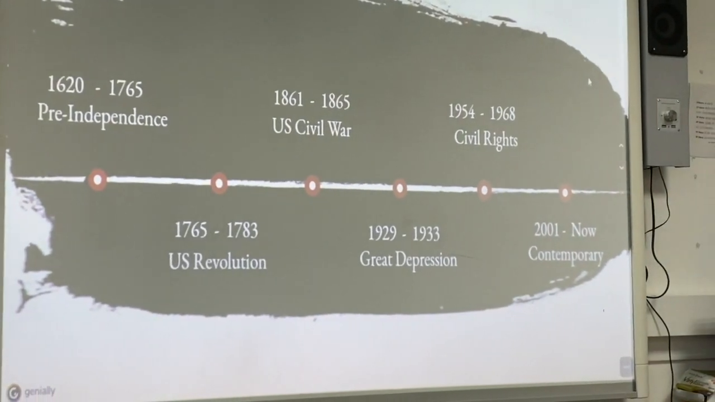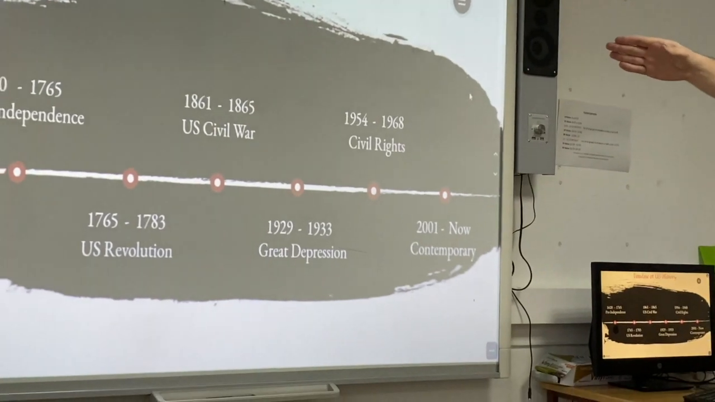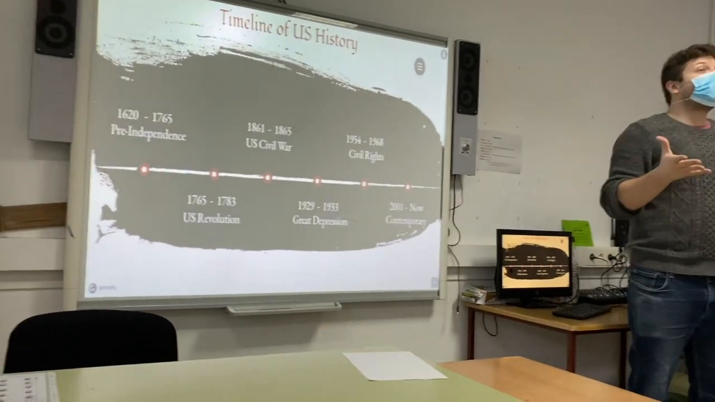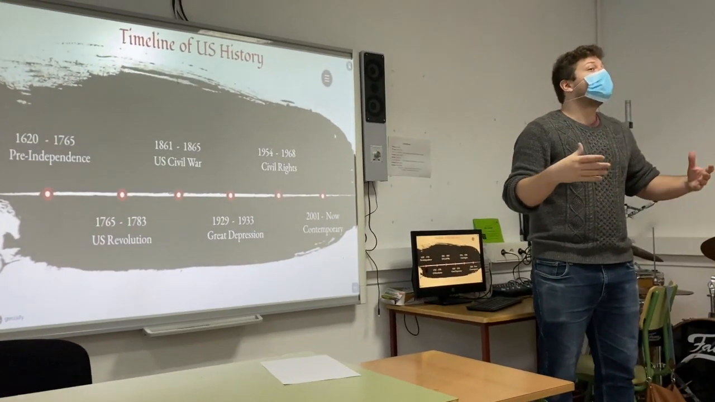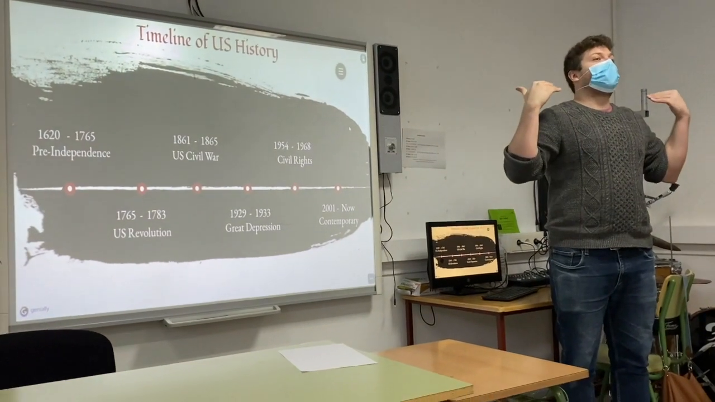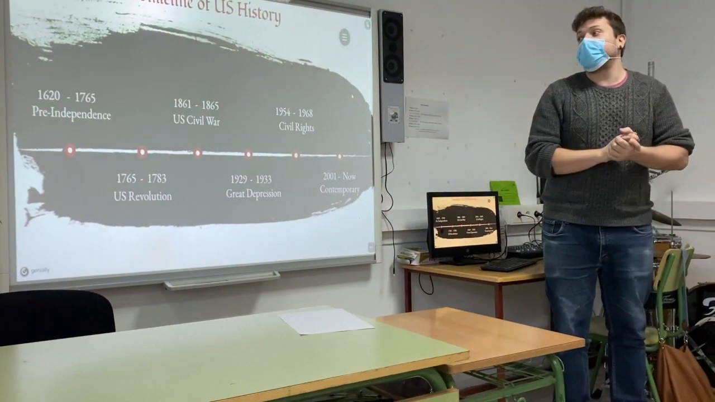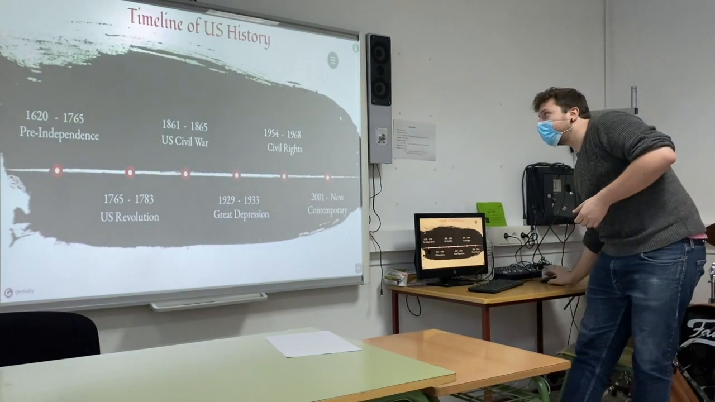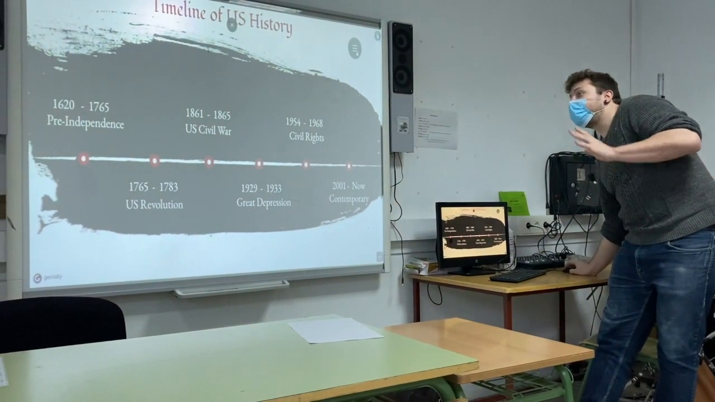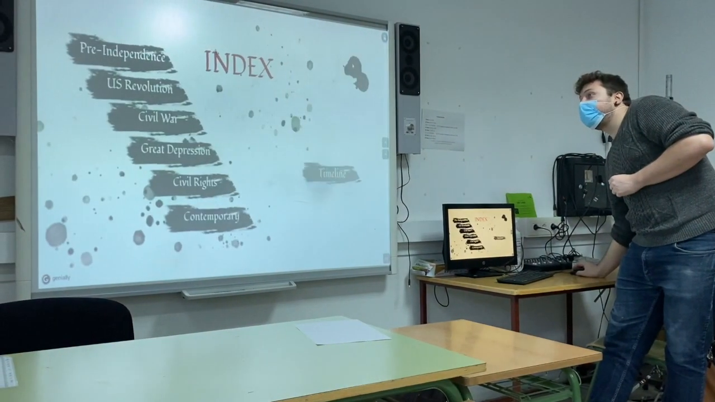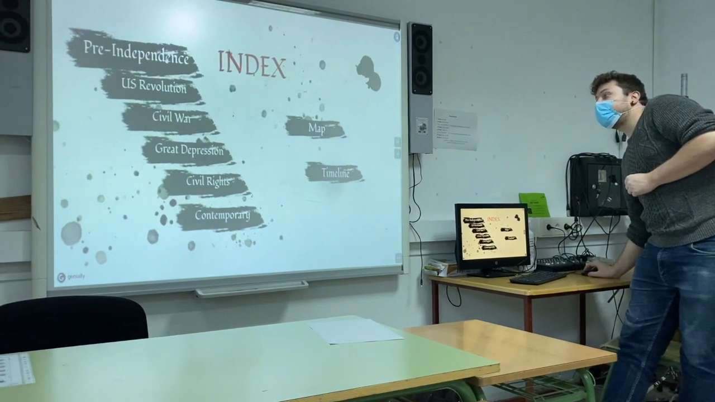Okay. Pre-independence, we're starting at 1620. People were living in what is now the United States for many, many years before that. But I will explain why we are starting with pre-independence. Okay. This is the timeline, and we can go back to it later. But let's start with pre-independence.